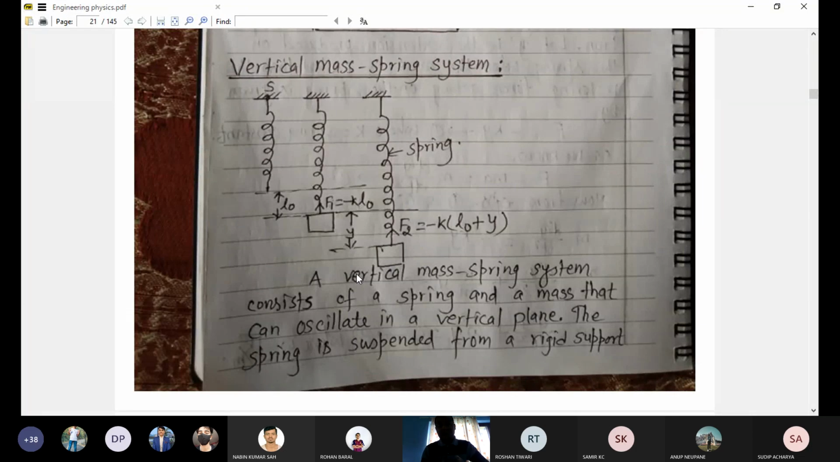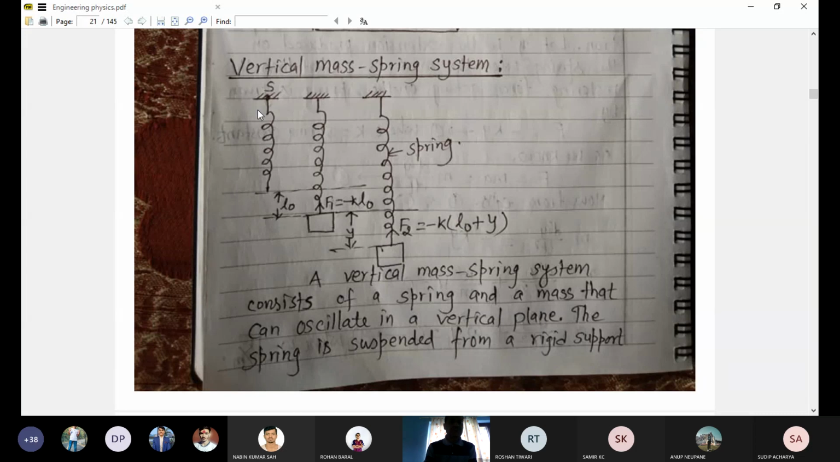अघि तिमीले यो मास स्प्रिङ सिस्टमलाई होरिजेन्टल सर्फेसमा मिलाएर राख्यो भनेको त्यो सिस्टम होरिजेन्टल्ली असिलेट गर। अब तिमीले त्यही सिस्टम, त्यही नै हो हैन, the system is same, but in this case you are arranging the system in vertical plane. That means the system now oscillates in a vertical plane. Other things are similar. Now what is vertical mass spring system? Let us see at this figure.